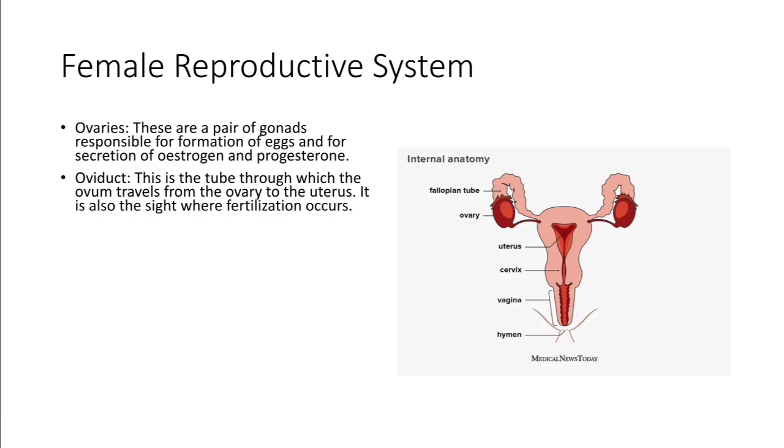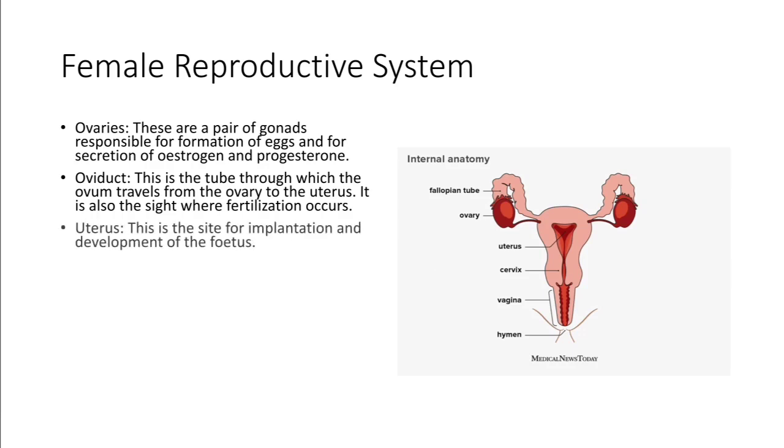The fallopian tube is characterized with cilia, which help in moving the eggs after ovulation, as the eggs move from the ovaries to the uterus. Otherwise it is just a passage through which the ovum travels from the ovary to the uterus. It is also the site where fertilization occurs. When the sperm cells swim, they will find the egg in the oviduct and fertilization is going to take place. So it's a site of fertilization.